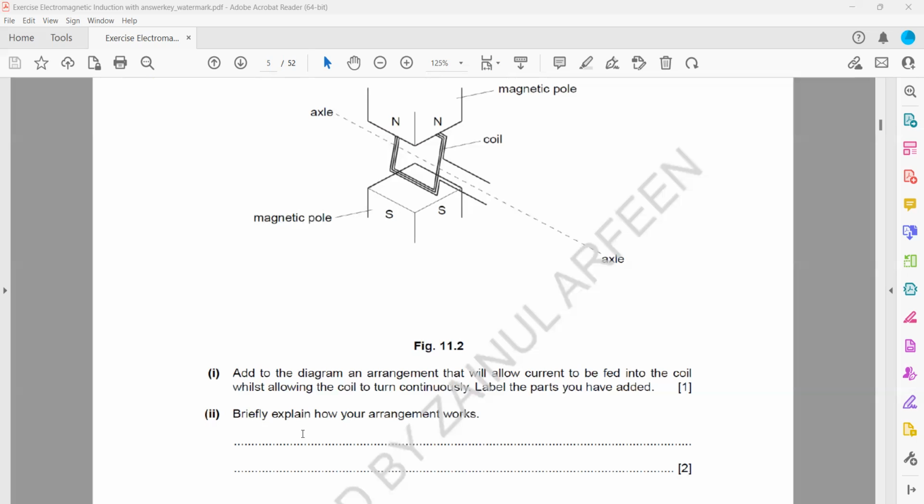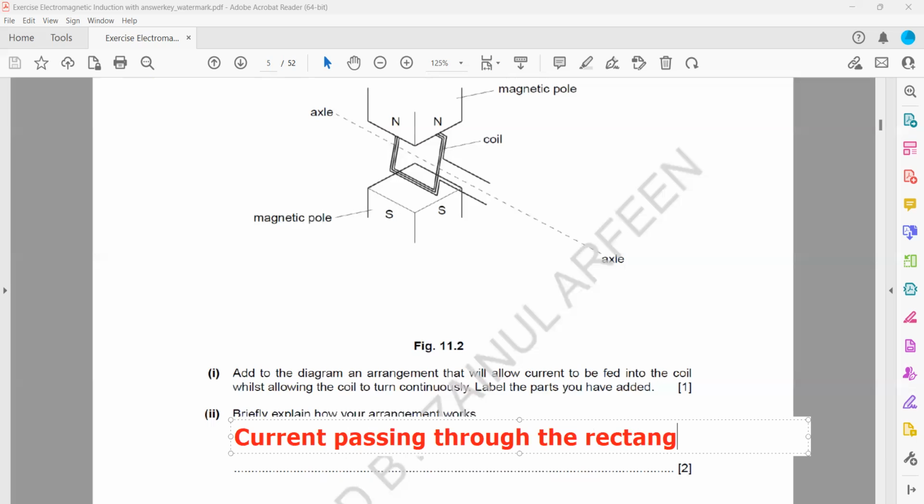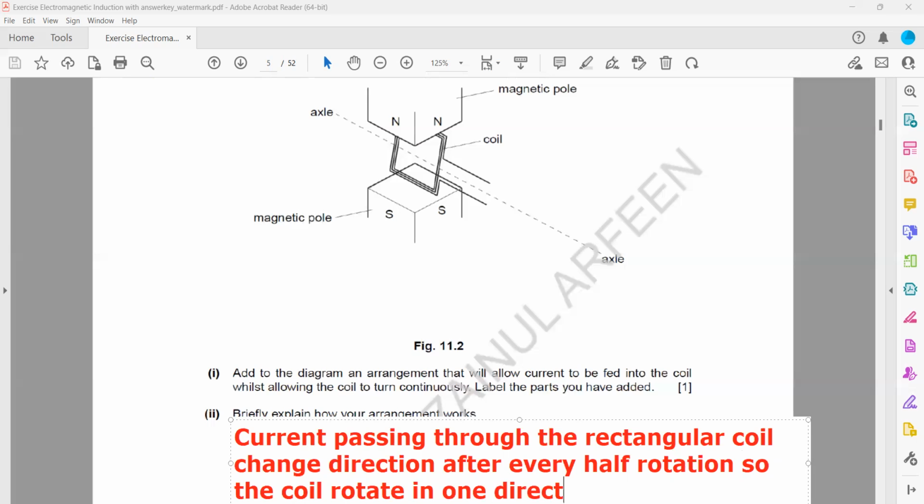So briefly explain how the arrangement works. The current passing through the rectangular coil changes direction after every half rotation. So the coil will rotate in one direction. And when the coil is vertical, there will be no connection, so no current, but it will continue to move because of its inertia. So this is actually the working of a DC motor.